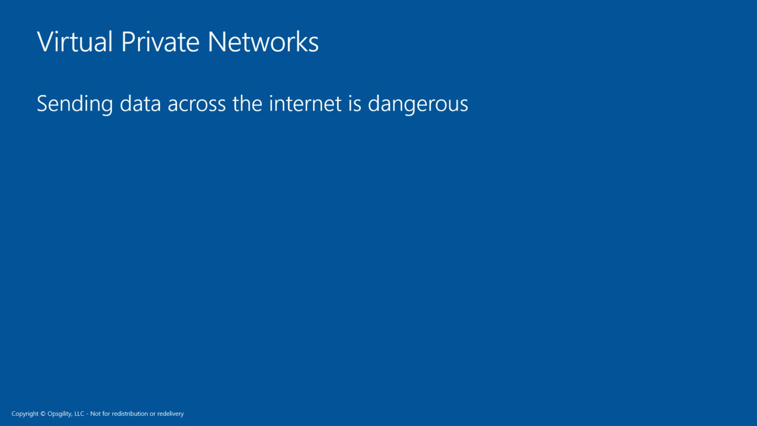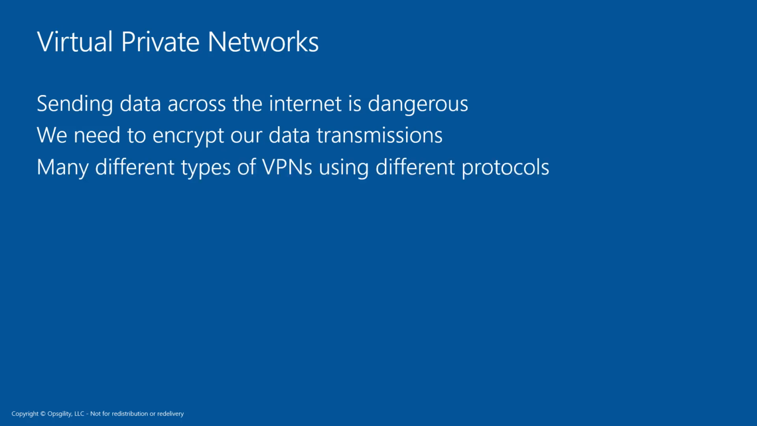Virtual private networks are a way that a modern office can allow road warriors to connect to an internal network. When we send data across the internet from one location to another, it can be easily intercepted if it's sent in clear text. So we need to encrypt our communications, and we can do that using virtual private networks. There's lots of different types of virtual private networks using various protocols depending on which vendor you use.